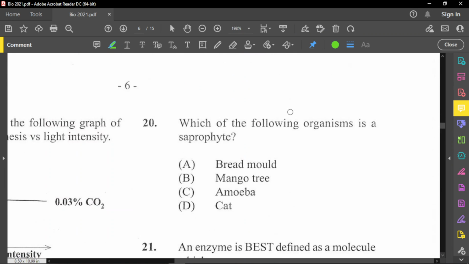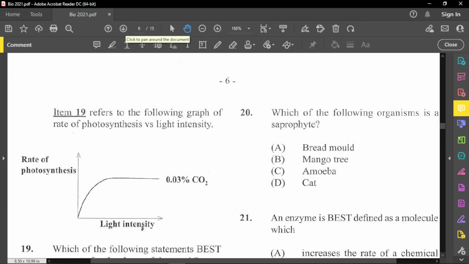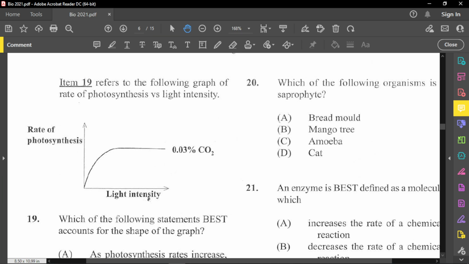And number 19 will be on our next page. So let's zoom into that so we can see it properly. All right, so number 19, it says that it refers to the following graph of rate of photosynthesis versus light intensity. And if you look at this graph, it's talking about two things, right? It's photosynthesis versus light intensity.